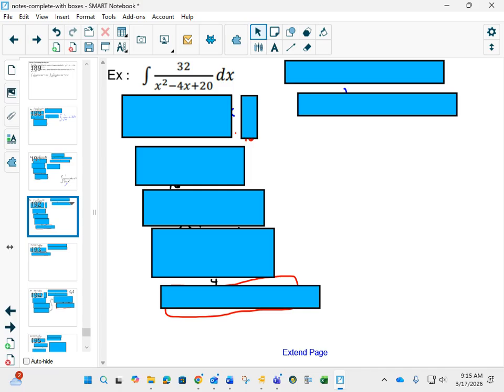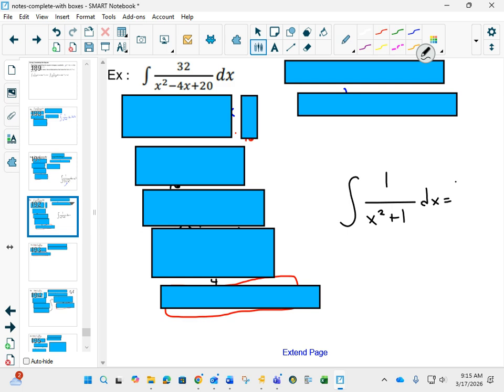And if you get this one done quickly, you want to start working ahead. We've got another 3 on the next page to try. I am going to write down that our goal. If we have that, we can get tan inverse.